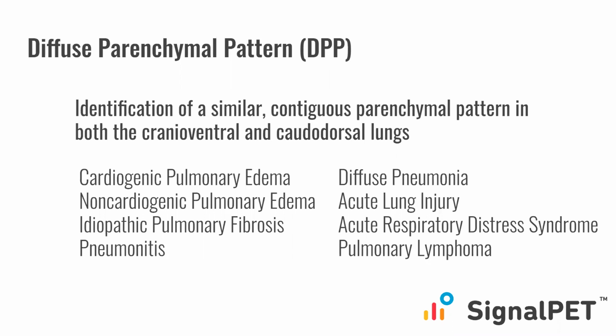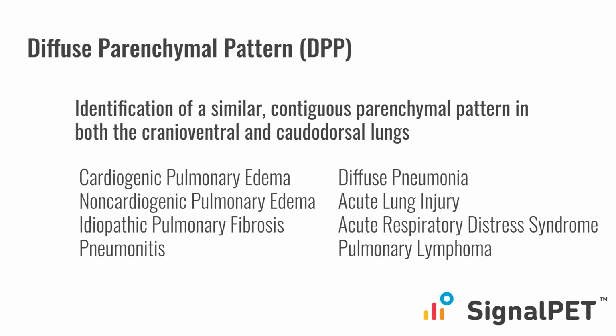Those include cardiogenic pulmonary edema, again more so for cats than dogs. Dogs occasionally will have a more diffuse pulmonary edema. I've seen that especially with dilated cardiomyopathy. Typically, non-cardiogenic pulmonary edema starts in the caudodorsal lung, but when it gets worse or more severe, it crawls up into the cranioventral lung as well.